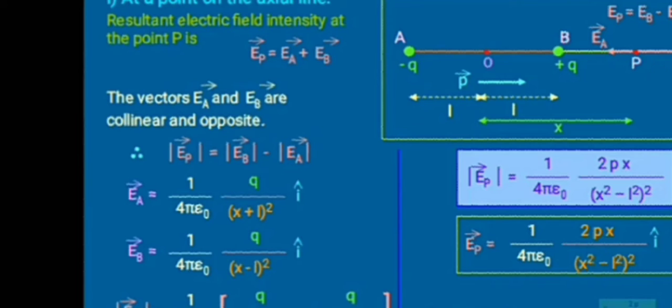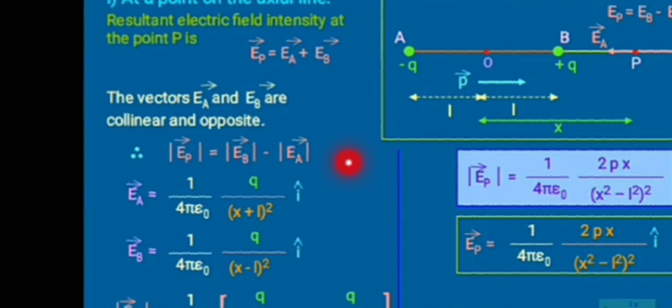And hence we can write here in direction and magnitude, the total electric field intensity at point P due to the dipole is equal to the sum of intensity due to each charge in a dipole, vector EA plus EB. And since vectors EA and EB are in opposite direction, we can write the magnitude of EP is equal to the magnitude of vector EB minus the magnitude of vector EA.